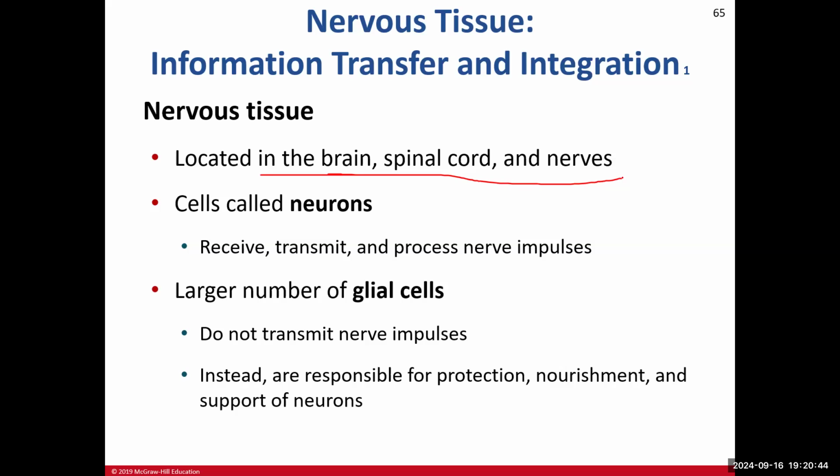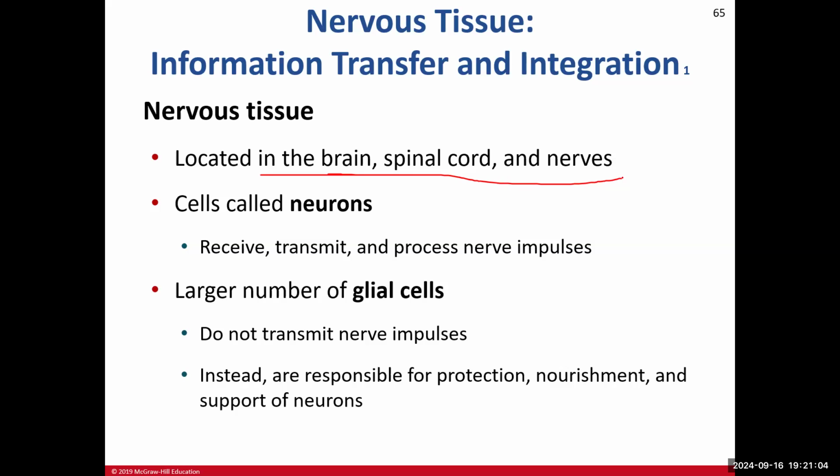You've got the neurons, and those are the long cells. They're the main star of the nervous system. They transmit, they receive, and they process what we call action potentials or nerve signals. So they're the only ones that can do all that.